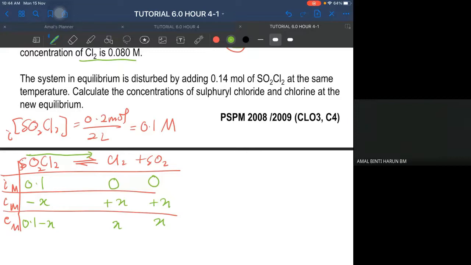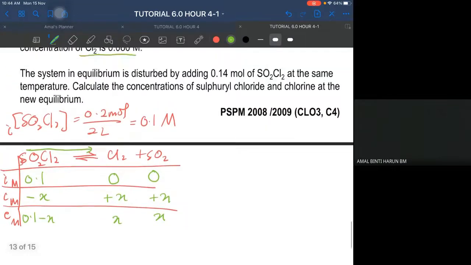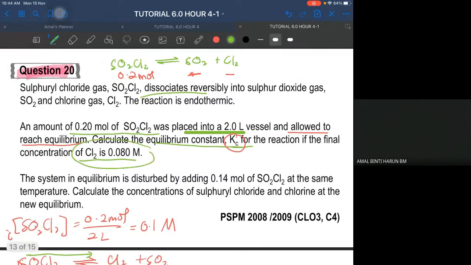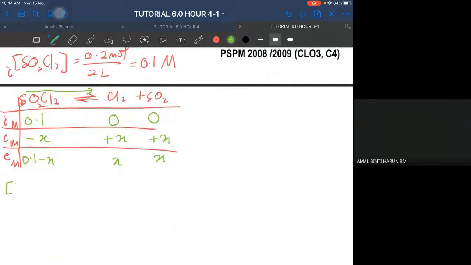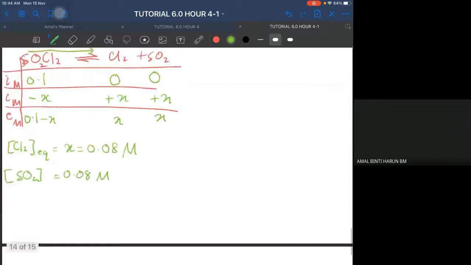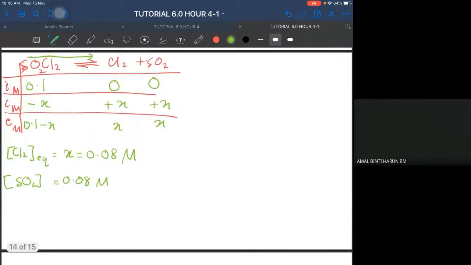Okay, given how to solve the value of X? From the question, it is given at equilibrium, the chlorine concentration is 0.08, meaning that chlorine equilibrium concentration dia adalah X is equal to 0.08 molar. So concentration SO2 pun 0.08 molar. Concentration SO2Cl2 at equilibrium pun 0.1 tolak 0.08 molar.